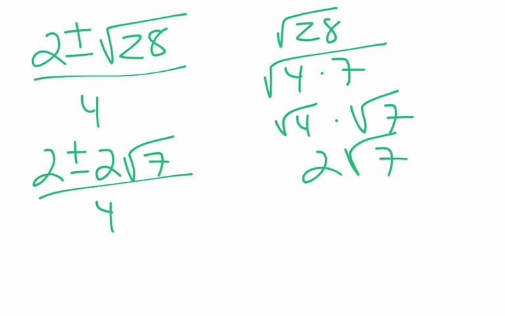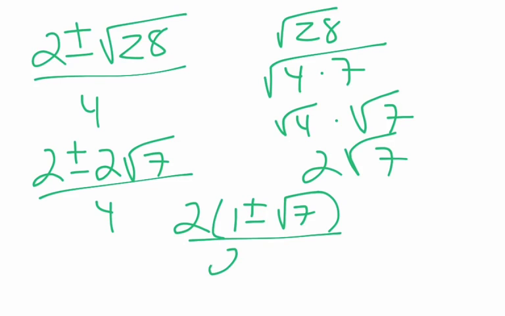what you might notice is that you can actually do some more factoring. In the top, you can factor out a 2. And on the bottom, 4 factors into 2 times 2. So what I did here was I factored out a common factor of 2. If I distribute it back in, I'd have 2 and then 2 root 7. And then here, you can cancel out the common factors.